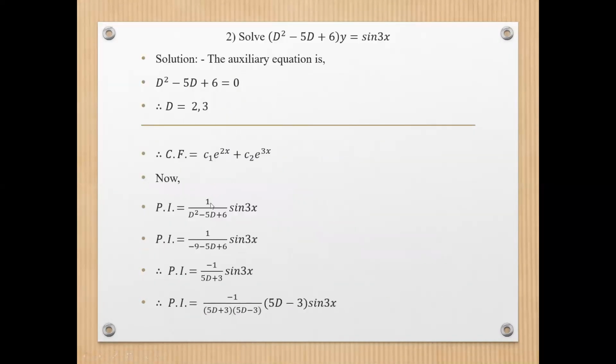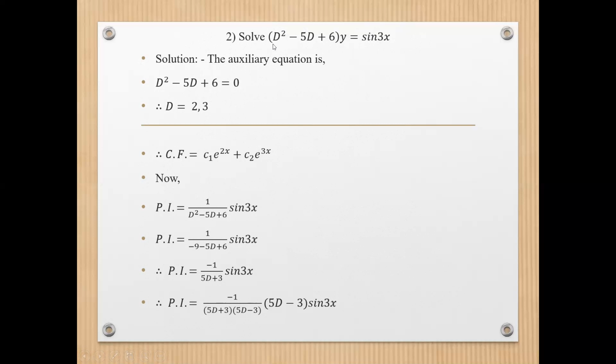Next, now we see example number 2. See here, D square minus 5D plus 6, y is equal to sin 3x. See here, this is again a linear differential equation with constant coefficients. Right hand side is what? Sin 3x. Okay, it is of the form sin ax or cos ax. What is a? A is nothing but 3 here.